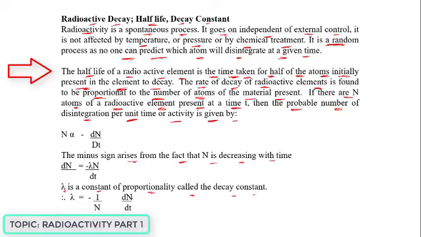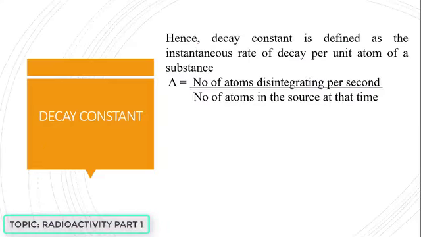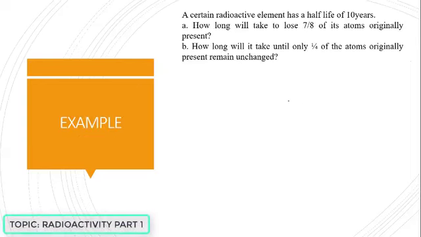So dN here is more like using the differentiation method, where we have to do that with respect to the number of atoms present, and then the t, the time taken for half of these atoms to decay. So hence the decay constant is defined as the instantaneous rate of decay per unit atom of a substance. Decay constant is given by the number of atoms disintegrating per second over the number of atoms in the source at that point in time.